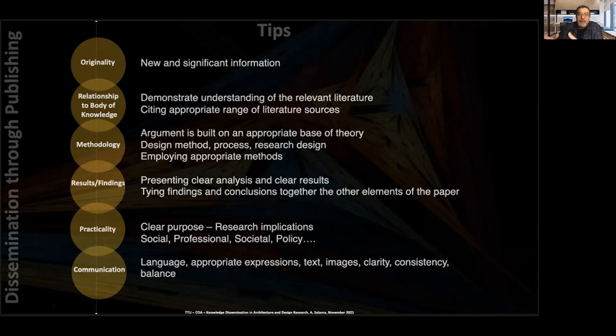Relationship to the current body of knowledge, relationship to the literature. Does the paper demonstrate an adequate understanding of the relevant literature? Relevant literature here is really very important. It must be related to the field of the paper, citing an appropriate range of literature sources. Reviewers also look at whether significant and important work has been ignored in terms of the literature. That's really important to look at.